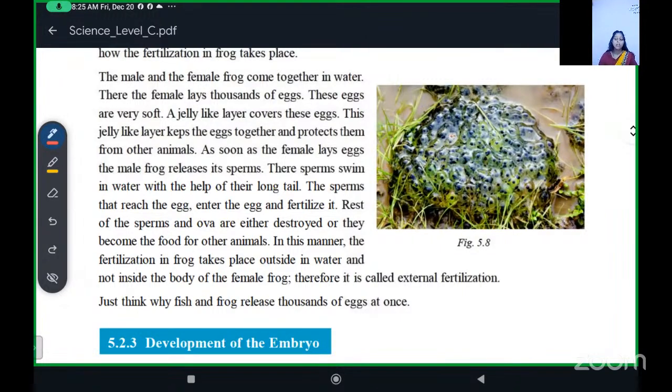Now, when a female lays the eggs, the male frog releases its sperms, which swim in water, reach the egg, enter the egg and fertilize it. The rest of the sperms and ova are either destroyed or become food for other animals. In this manner, the fertilization of the frog takes place outside in water, not inside the female frog, and therefore we call it external fertilization.